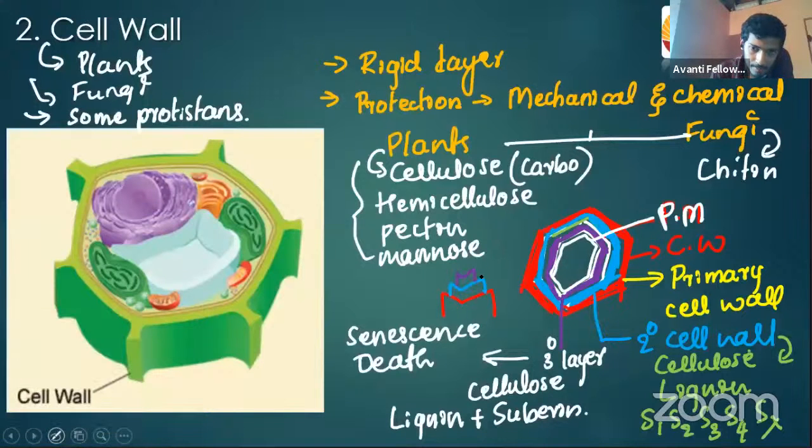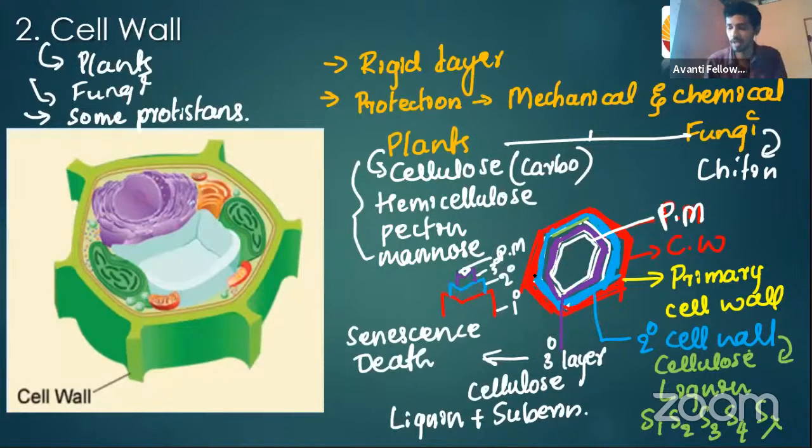Plasma membrane, primary layer, secondary layer, and tertiary layer. Okay, inside to inside it will happen. Primary layer will be initial in every organism, later secondary, later tertiary will come. So this is the arrangement.